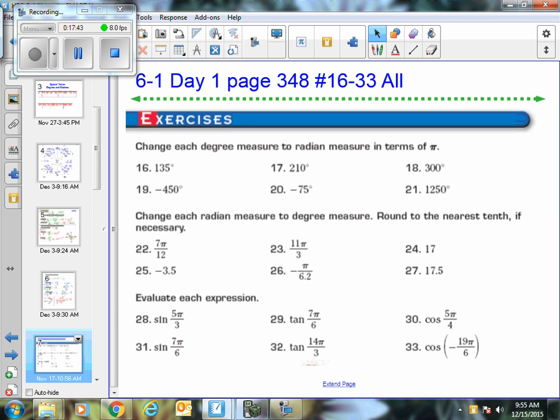So for our kind of day 2 notes, I know this is day 1 from actually in the book assignment, we're going to just work on that, changing back and forth from degrees to radians and then starting our sine, cosine, tangents of radian measures.